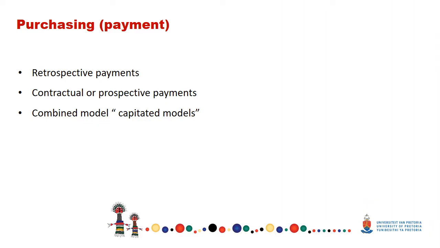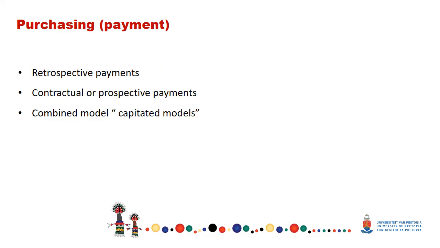Let's now turn our attention to purchasing. This is the last financial term that you need to understand. When we talk about purchasing, what we actually mean is payment of the healthcare provider. And there are three basic options: retrospective payments, contractual or prospective payments, or a combined model, otherwise known as a capitated model. Now with retrospective payments, service is provided first.